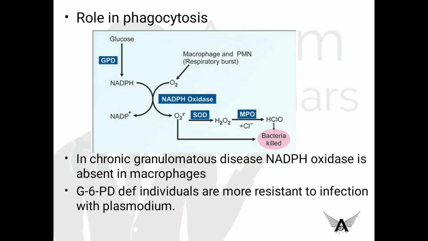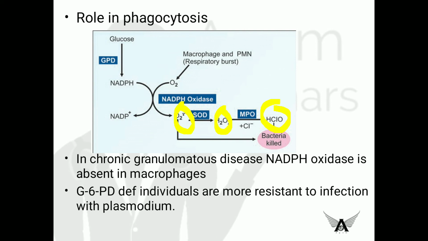Okay. Moving on to the role of free radicals in phagocytosis. This is the reaction taking place in the macrophage. This oxygen in the presence of NADPH oxidase is converted into superoxide. This superoxide in the presence of superoxide dismutase is converted to hydrogen peroxide. This hydrogen peroxide in the presence of myeloperoxidase enzyme is converted to hypochlorous acid. This hypochlorous acid kills the bacteria in the macrophages.